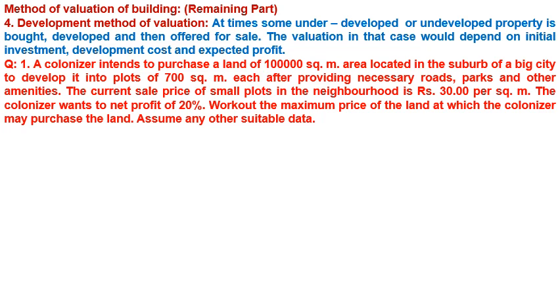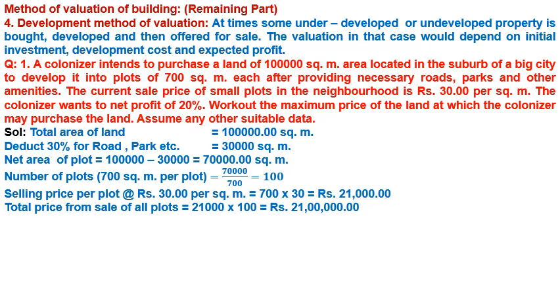Question number one is based on the development method of valuation. A colonizer intends to purchase a land of 1 lakh square meter area located in the suburb of a big city to develop it into plots of 700 square meter each. After providing necessary roads, parks and other amenities, the current sale price of small plots in the neighborhood is rupees 30 per square meter. The colonizer wants a net profit of 20%. Work out the maximum price of the land at which the colonizer may purchase the land. Assume any other suitable data.